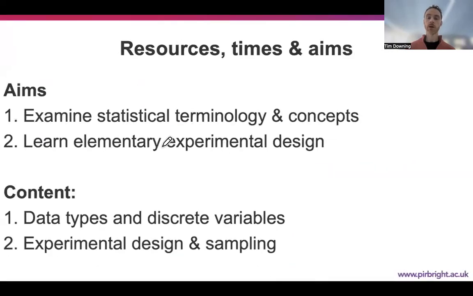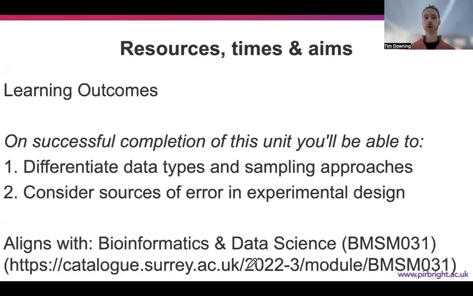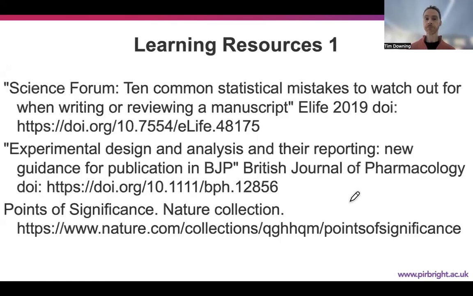So in this course, we're going to look at the basics of examining statistical terminology and the concept and learn basic aspects of experimental design. We'll look at these data types and discrete variables and think more about experimental design and sampling approaches in experiments. This will mean by the end of the course, you're able to differentiate between different data types and also the sampling approaches and consider sources of error and how that feeds into experimental design.